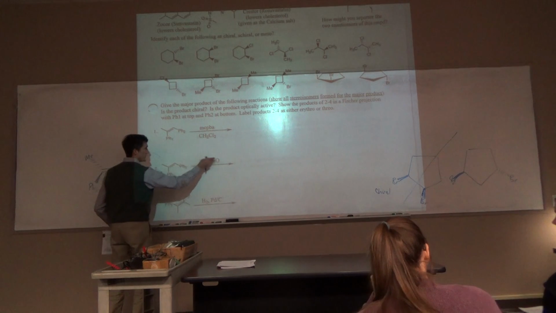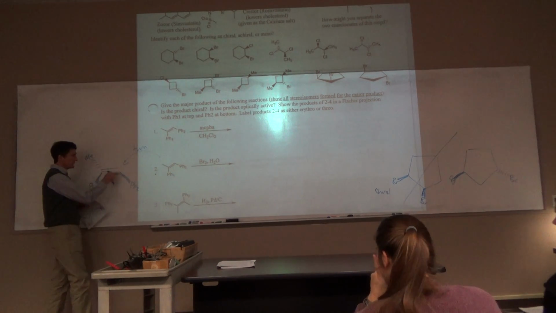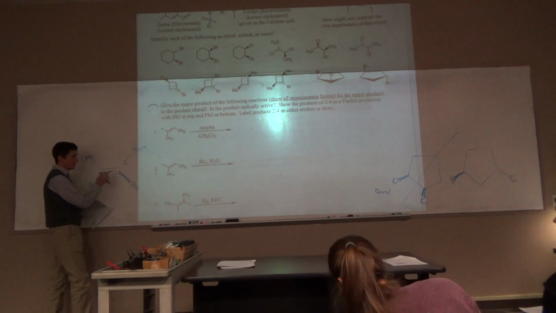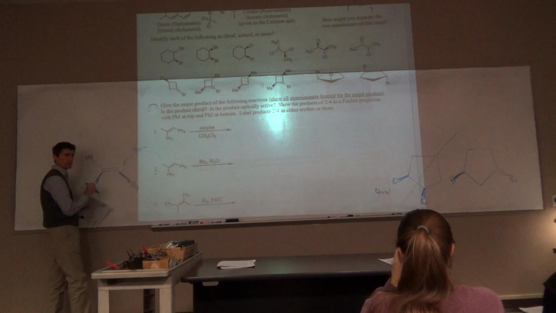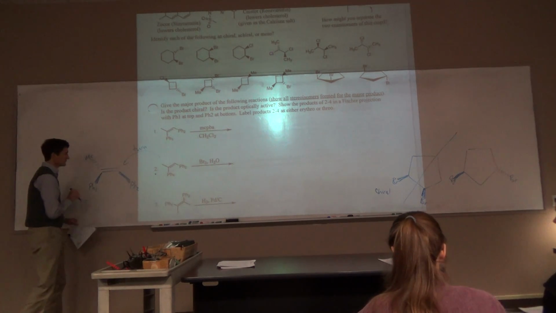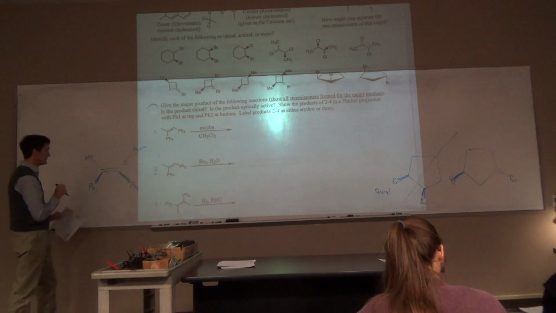Now, regiochemistry of the bromohydrin. Mechanistically, which carbon is the bromine going to end up on? And the OH? The choice is bromine on the left carbon or over here? Right. Bromine will end up on the right carbon because of the bromonium ion.